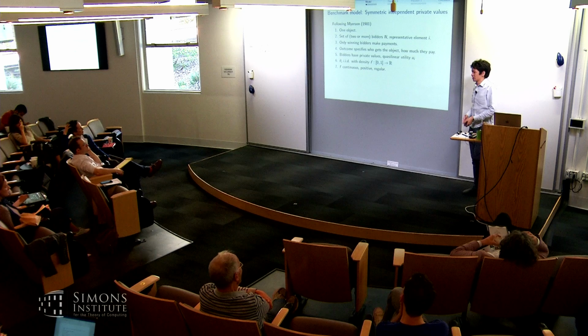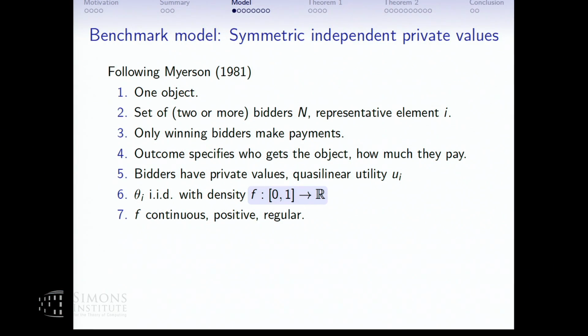Okay, so we're going to go to the benchmark model. This is obviously a lab. It's not the world. Real auctions are much more complicated. Symmetric independent private values. There's one object. There's a set of bidders denoted N with representative element I.